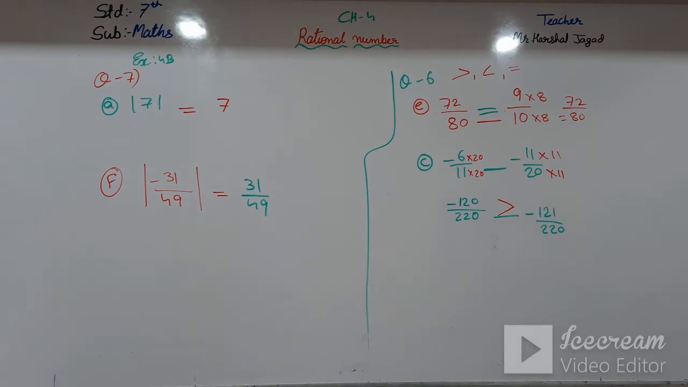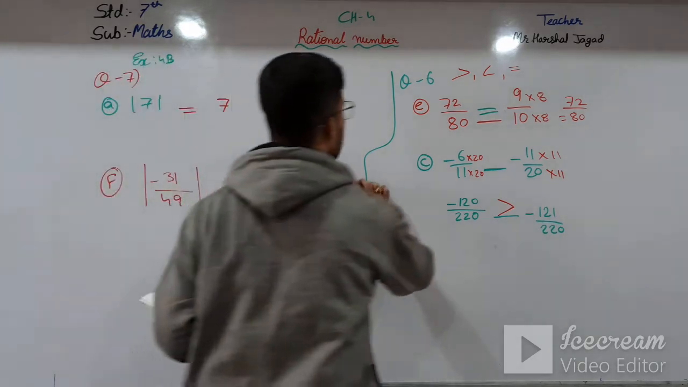And here it is, arrange the following rational numbers. Let us do that. In 8th A it is in ascending order, and in 8th B it is descending order. So I will do one from each over here.